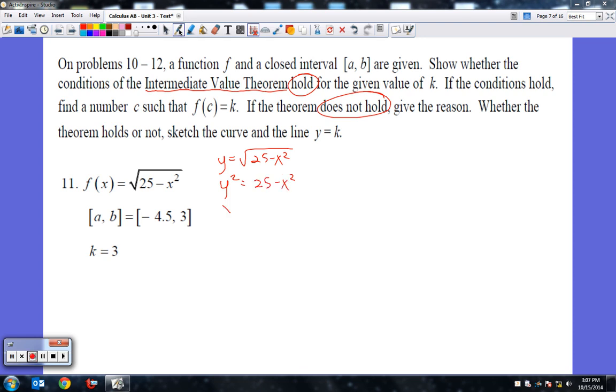Then move the x over by adding it. And we get the following: a circle at 0, 0 center with a radius of 5. If I drew this, because of the way it was given to me in function form, it did not say plus or minus. It just gave me the positive one.